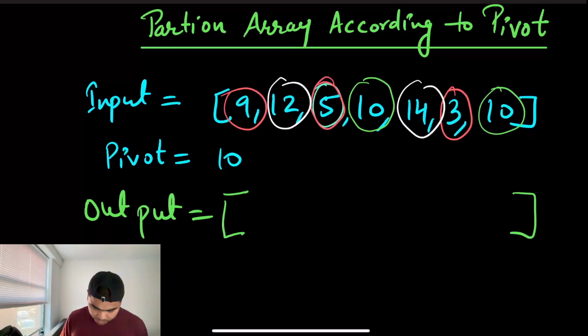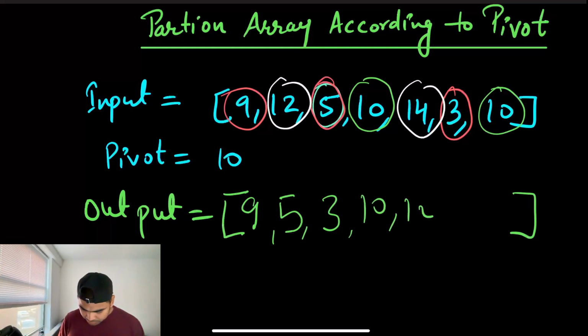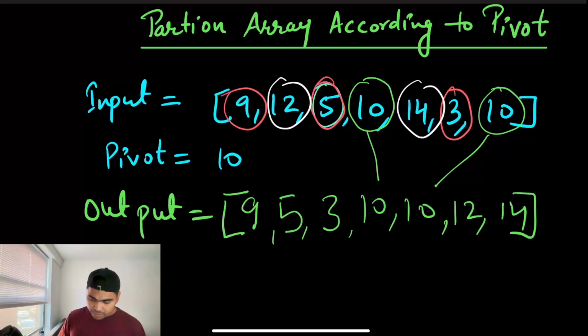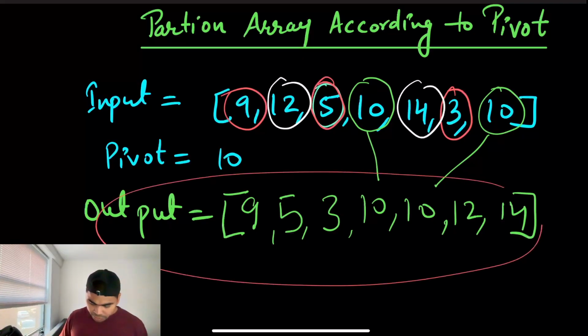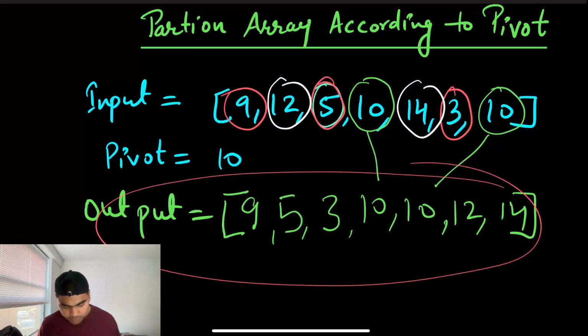So let's create our updated output, which will be 9 because we have to preserve the relative order, and then 5, and then 3, then 10 and 10. First this 10, then this 10, doesn't really matter though. And then we have the values greater than 10, which are 12 and 14, and that is our output. Awesome. So how do we do it?